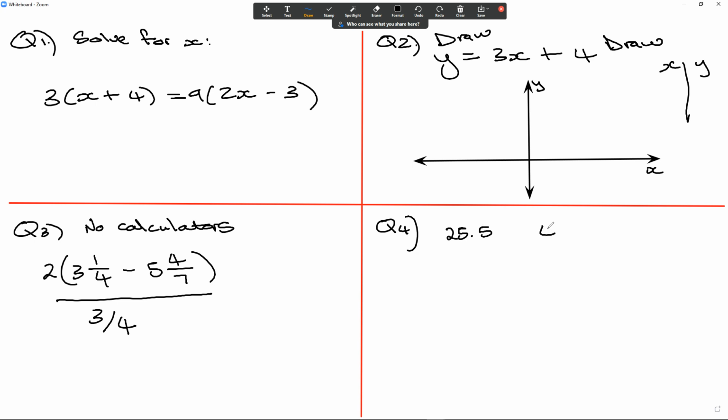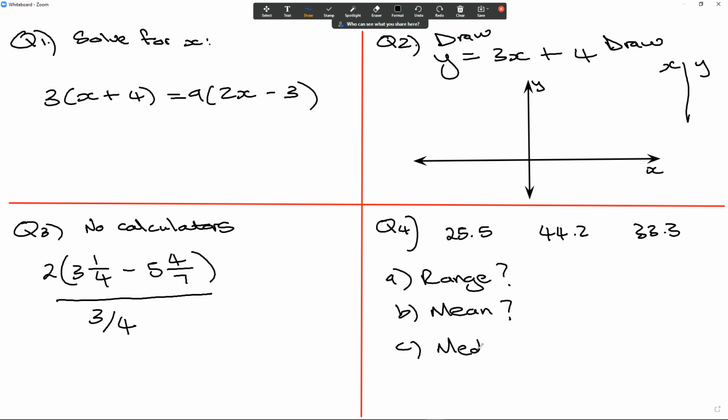25.5, 44.2, and 33.3, I want you to give me what is the range of these values and what is the mean of these values as well, and what is the median of these values.